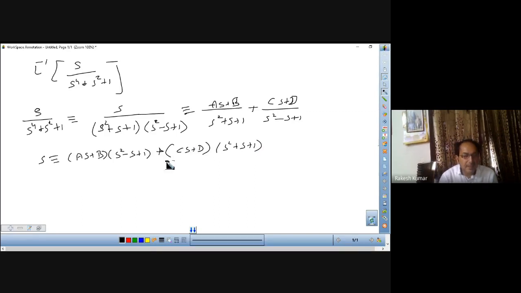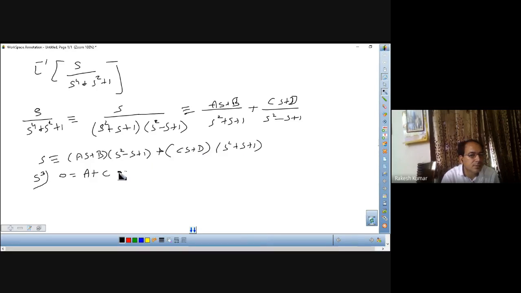Now you know how to apply the partial fraction, equating the coefficient of like powers of s. For s cube, the coefficient on the left hand side is 0, and on the right hand side, as into s square, you will get s cube with coefficient a, plus similarly cs into s square, that comes out to be c.